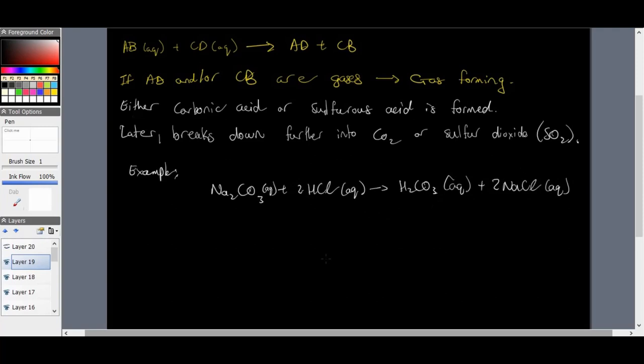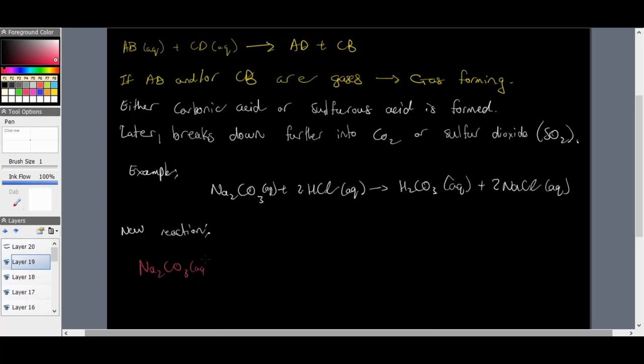So, however, this is not correct, okay? This is not correct because carbonic acid is unstable, and so carbonic acid would rather decompose into water and carbon dioxide. So, the reaction will further decompose to the new reaction formula, which I'm going to state over here, and I'm going to use another color to write another one.